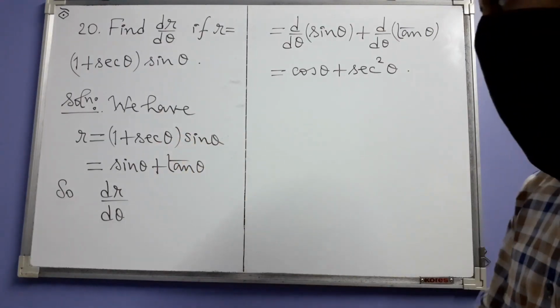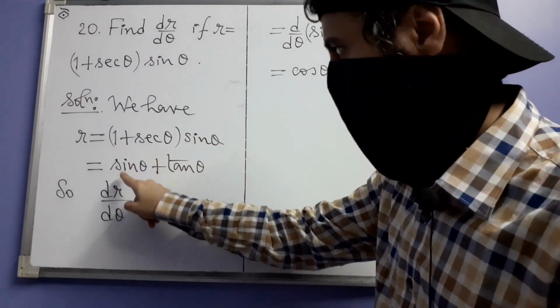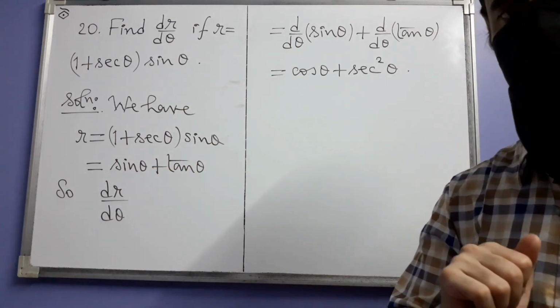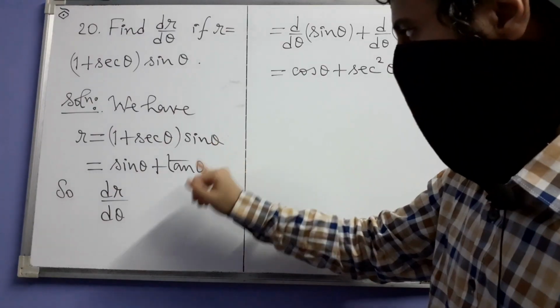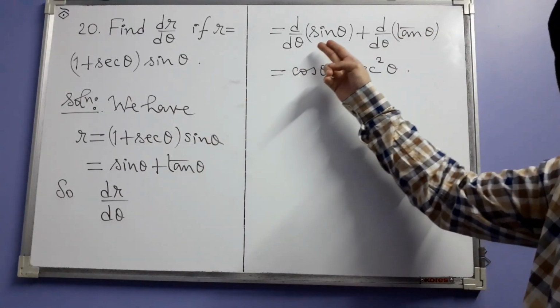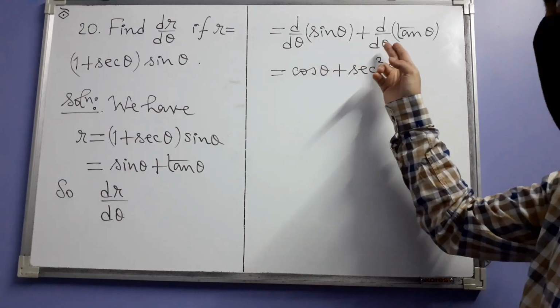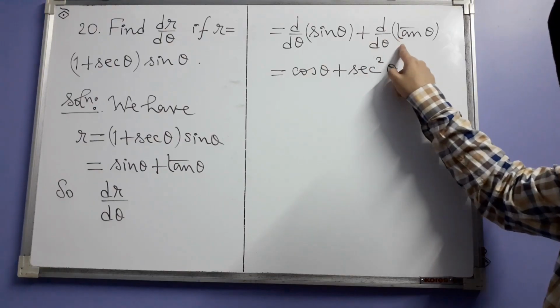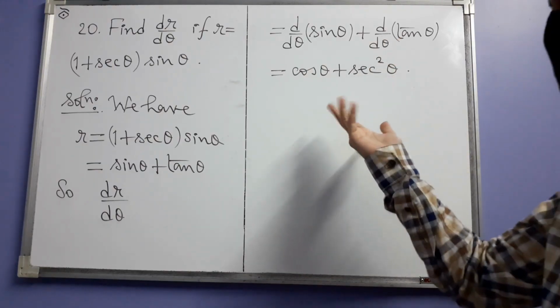What else can you do? So simply you have sin theta here, and secant theta means 1 divided by cos theta. So sin theta divided by cos theta is tan theta, and that is why dr/d theta is d/d theta of sin theta plus d/d theta of tan theta. This one is cos theta and this one is secant square theta. So that is your derivative.